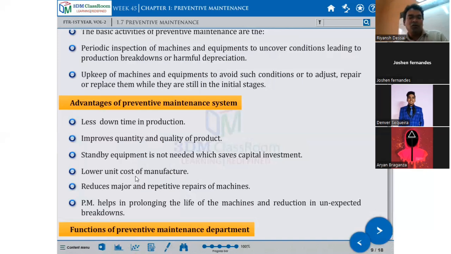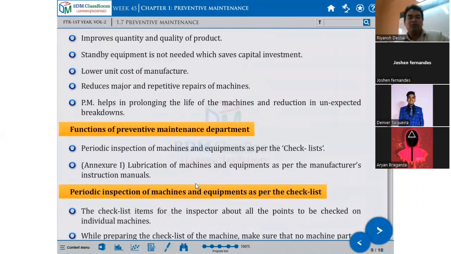Then lower unit cost of manufacture. You can lower down the cost of manufacture. Reduce the major and repetitive repair of machines. Preventive maintenance helps in prolonging the life of machines and reducing unexpected breakdown. This is very common. If you do preventive maintenance thoroughly, you can avoid lots of breakdown time and you can save the product.